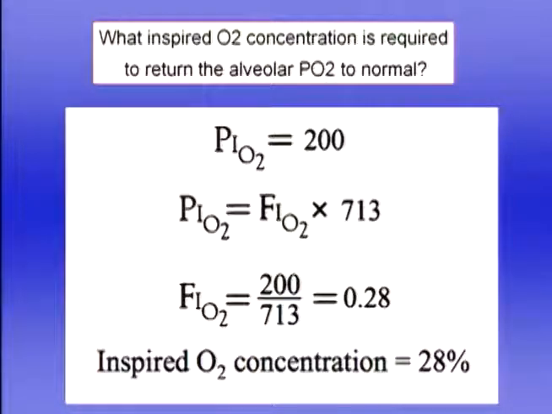Alveolar ventilation is reduced to a half. And the carry-home message here is that if a patient is hypoventilating, it's very easy to return the alveolar and therefore the arterial PO2 to normal values by giving even relatively small concentrations of oxygen.